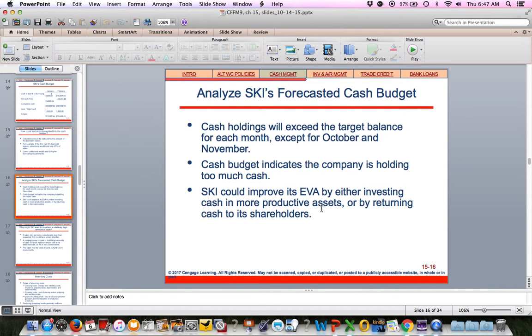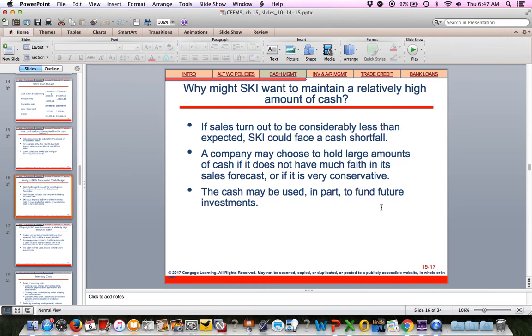And Ski could improve its EVA, its economic value added, and we covered that concept a few chapters ago, by either investing that cash in more productive assets, again, maybe investing that into something, or maybe even just paying out dividends. And one that they don't mention here that is an option is if they have debt, potentially just paying off that debt also.